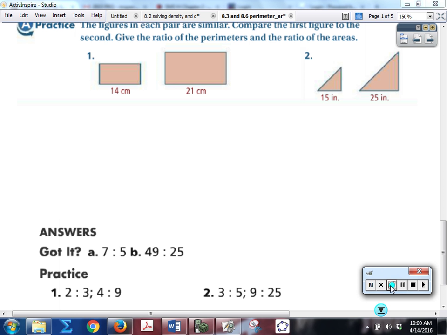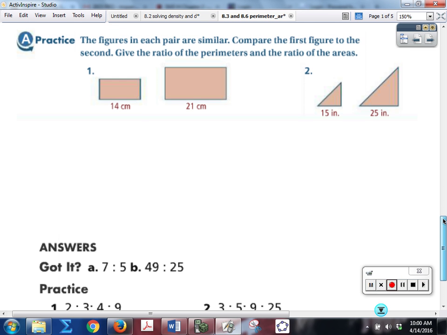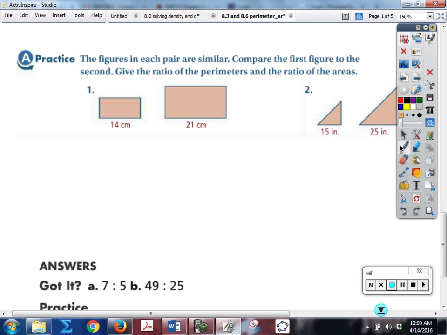Okay, so the thing I want to make sure I point out to you guys is you have to read what it says. If it doesn't say anything, probably just do the one on the left or the one on the right. It'll usually say first figure to second figure or big one to small one. It will tell you something like that. So if I look at this one, the scale factor is going to be first figure to second figure, which simplifies to 2 to 3. So this is the scale factor.